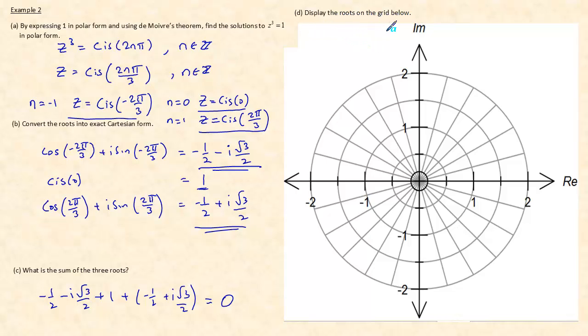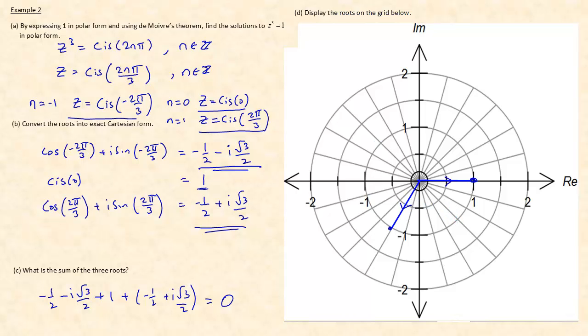Display the roots on the grid below. So the first thing we notice is that they all have a modulus of 1, so they're going to lie on the circle of radius 1. Now the first one is cis 0, so that's going to be just here. The next one is cis -2 pi by 3. Actually, the order doesn't matter. I'm saying the first one and the second one. That's the first one I'm plotting and the second one I'm plotting. So this one here is going to be like so. So there's the point and there's the vector.